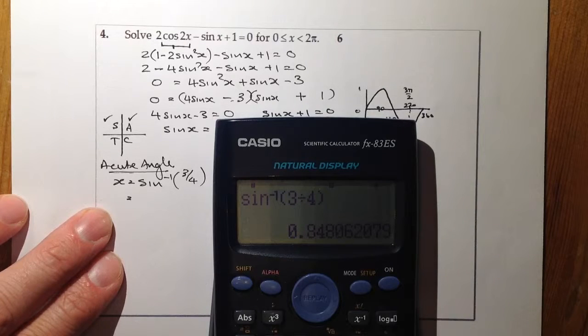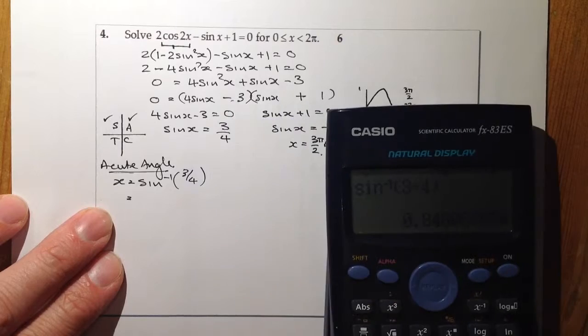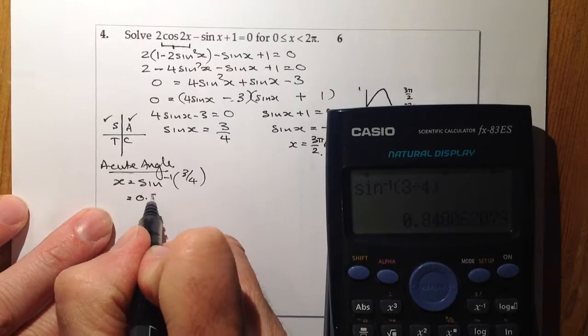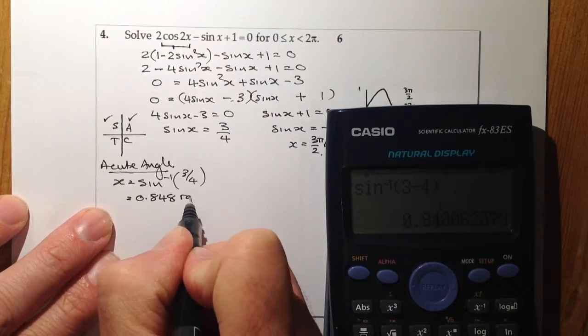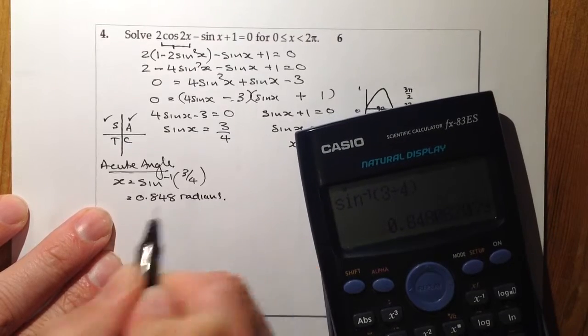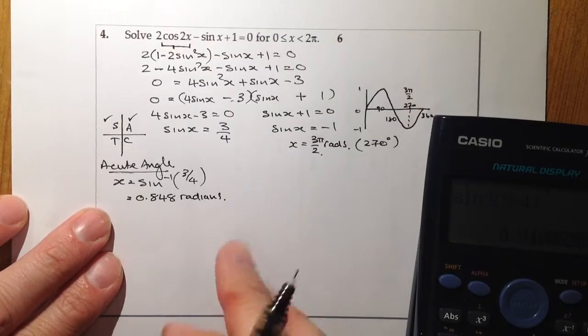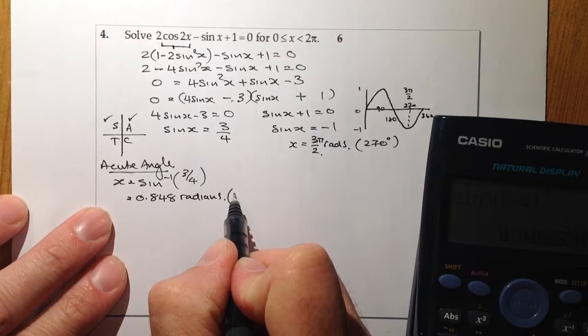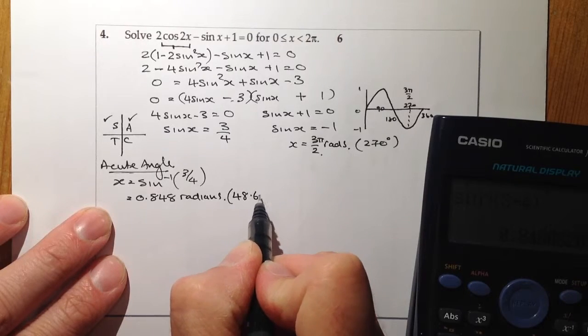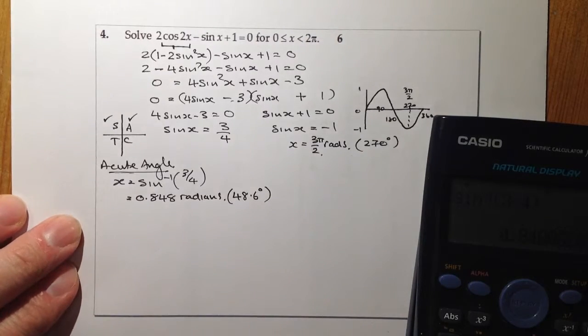So it's just a straight number, and I'm going to take it to 3 decimal places. So that's 0.848. Okay, so 0.848 radians. Okay, if you work that in degrees, then in degrees what you would get there would be 48.6 degrees, if you're going to convert that at the end.